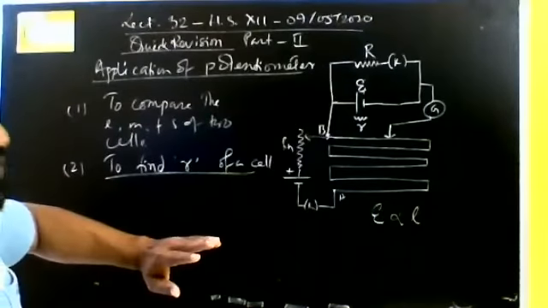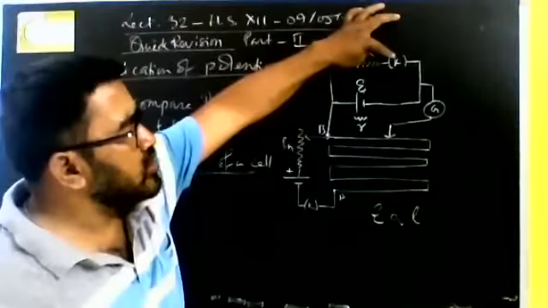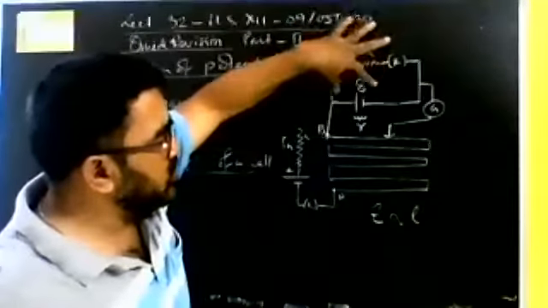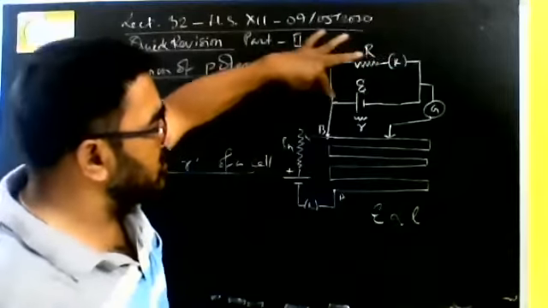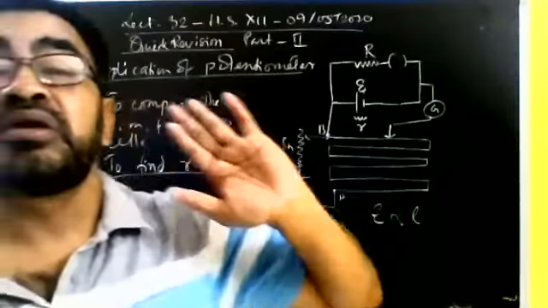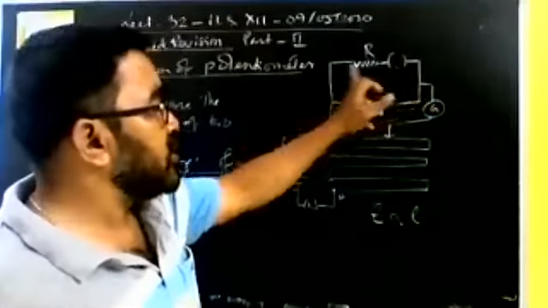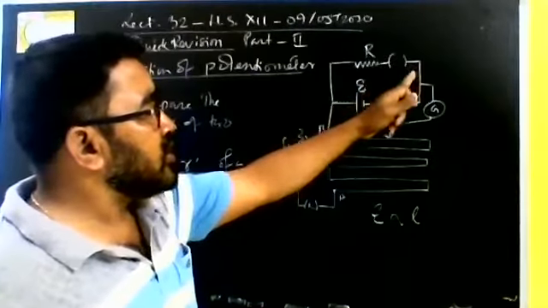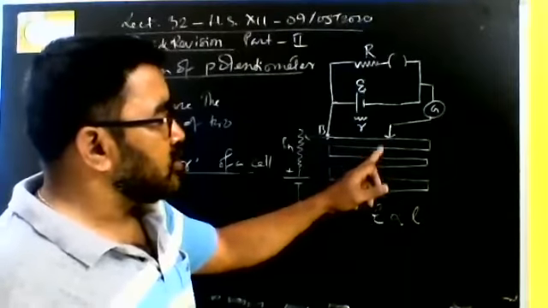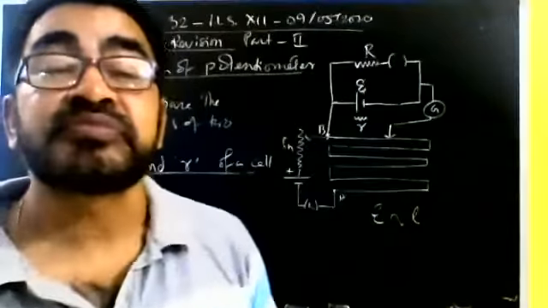So what you have to do first of all is, without connecting this resistance to this cell, keep the circuit open. Then no current will flow. Only for this EMF you have to find out the balance length.